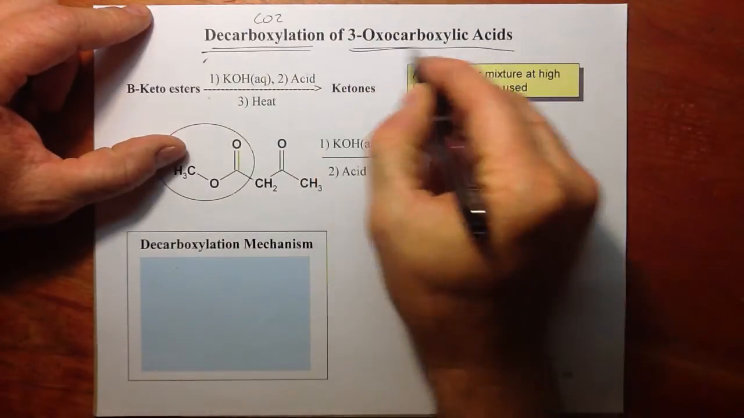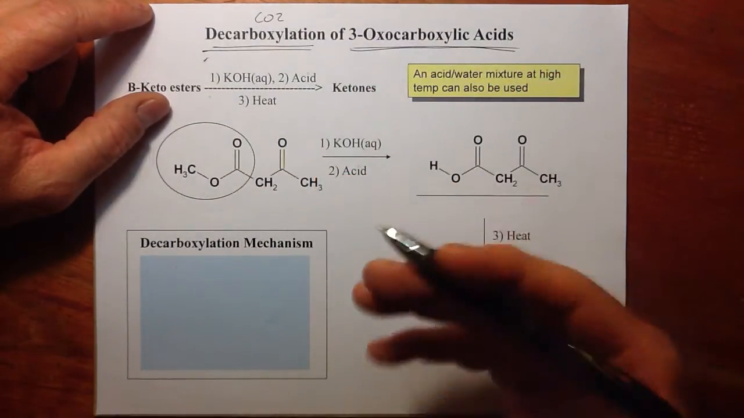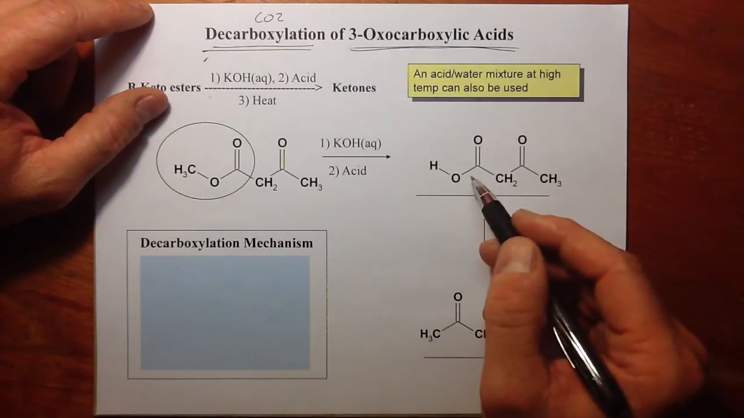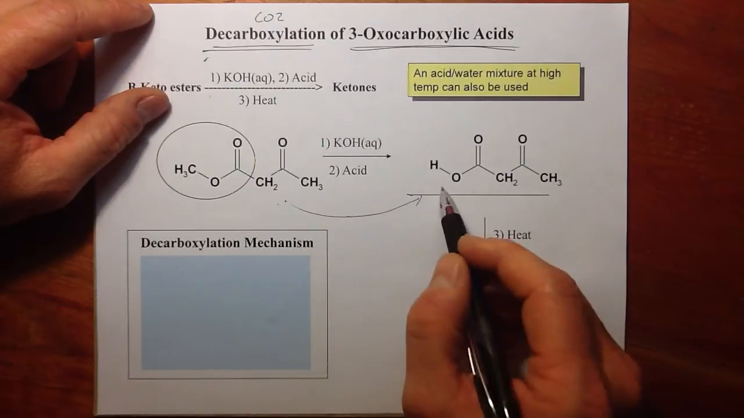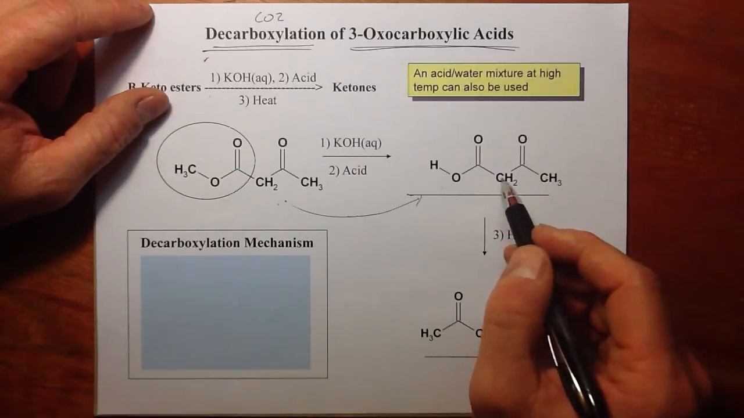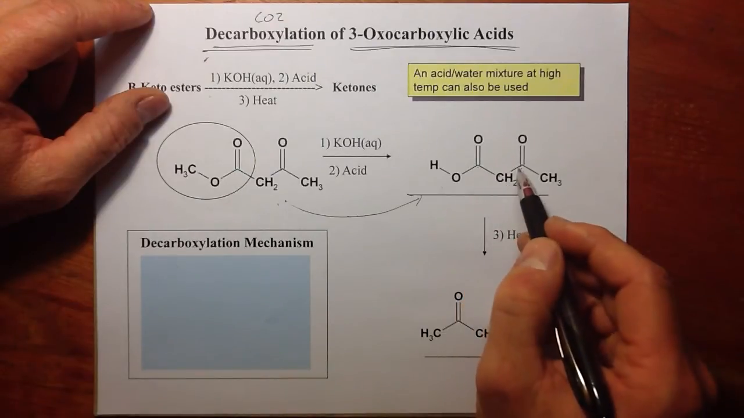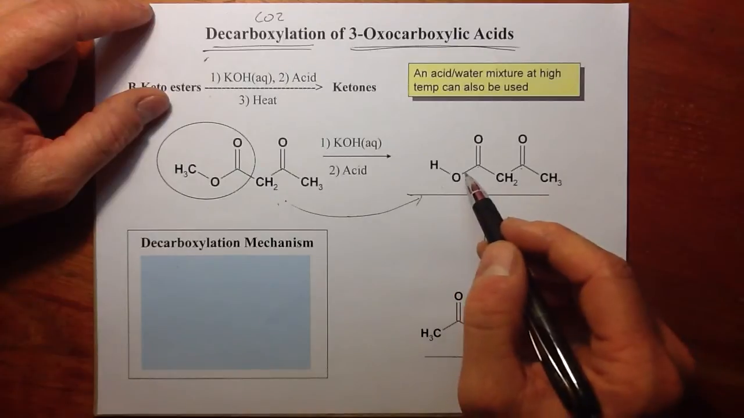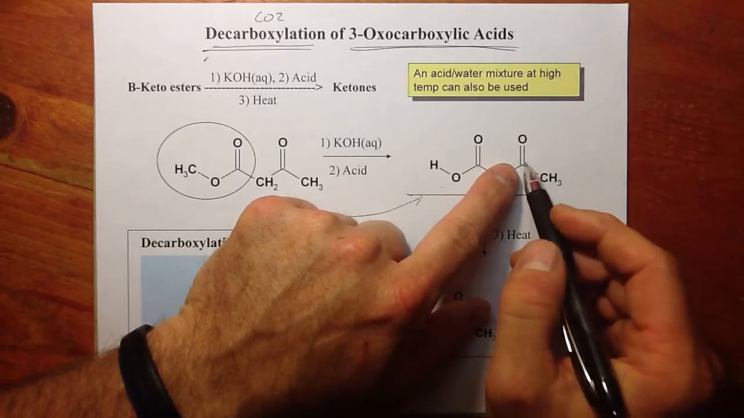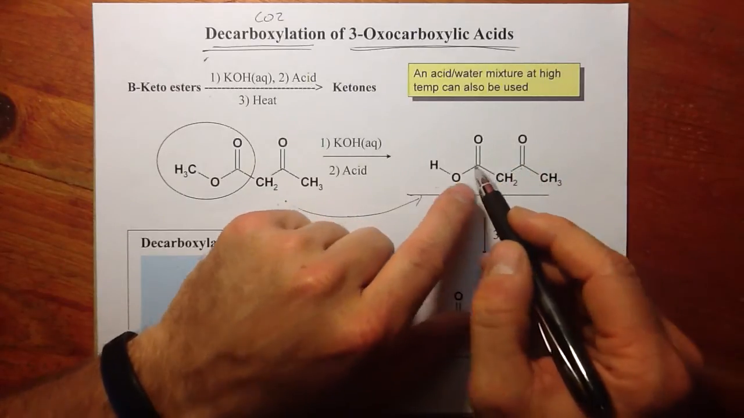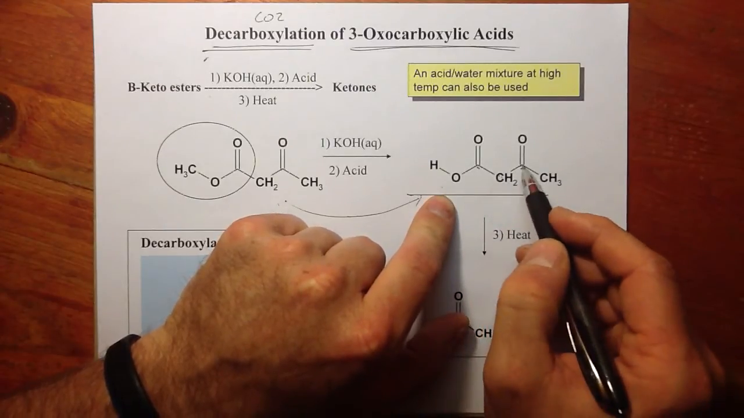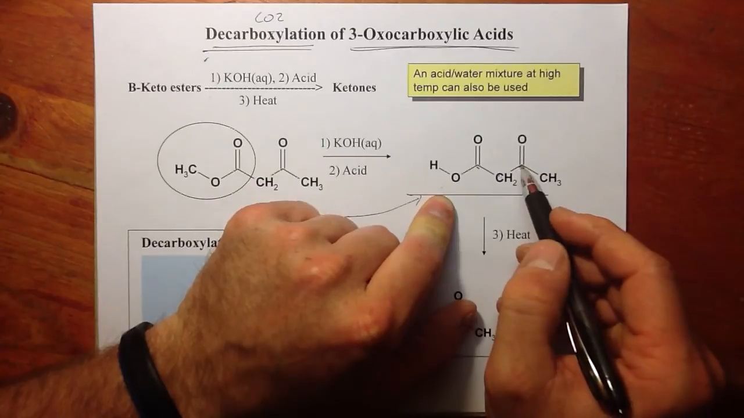So we're going to make a beta-keto carboxylic acid, or a 3-oxocarboxylic acid. We can run this reaction to make what we need for decarboxylation. We have to get to a beta-keto carboxylic acid. We need to have a carbonyl basically at the 3 position relative to a carboxylic acid. 1, 2, 3. Carboxylic acid and a ketone or some carbonyl at the 3 position.